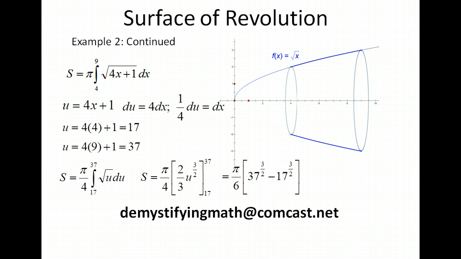So we get pi over 6. I multiplied the pi over 4 by 2/3 to get pi over 6, times 37 to the 3/2 minus 17 to the 3/2. And we can estimate that on our calculator. So we get about 81.14 units squared.